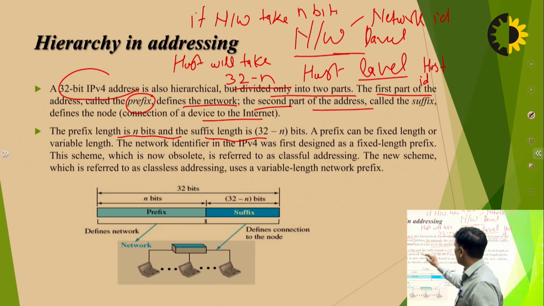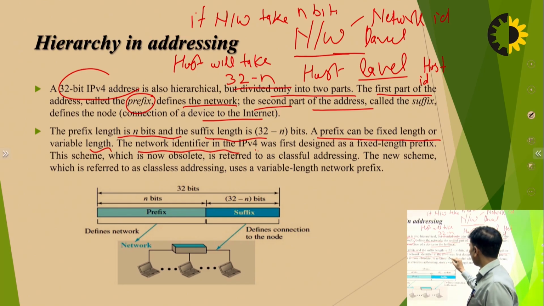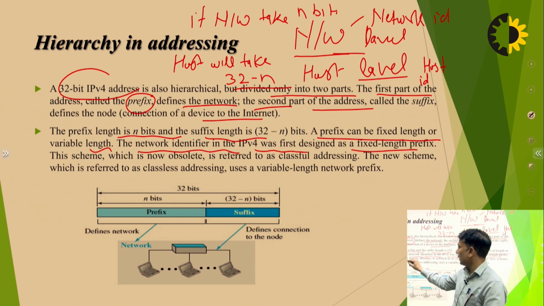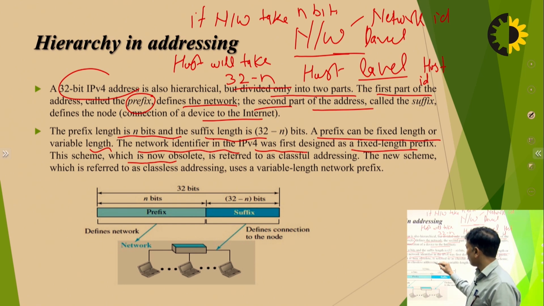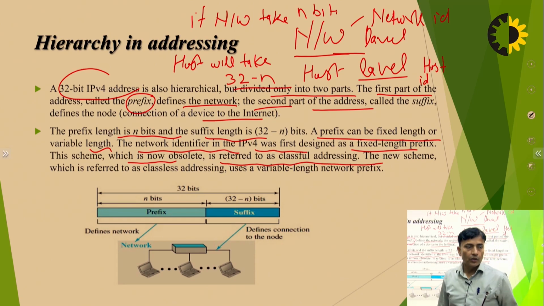The prefix can be of fixed length or variable length. The network identifier in IPv4 was first designed with a fixed length prefix. This scheme, which is now obsolete, is referred to as classful addressing. So when you have to understand IPv4, first you have to understand classful addressing. What is classful addressing?